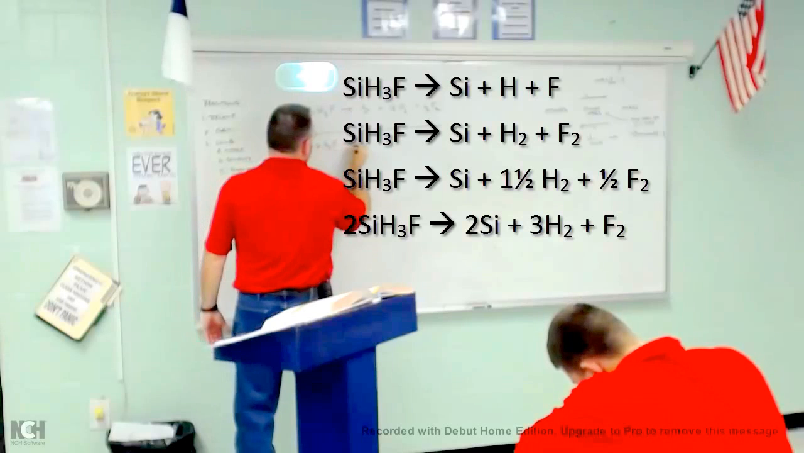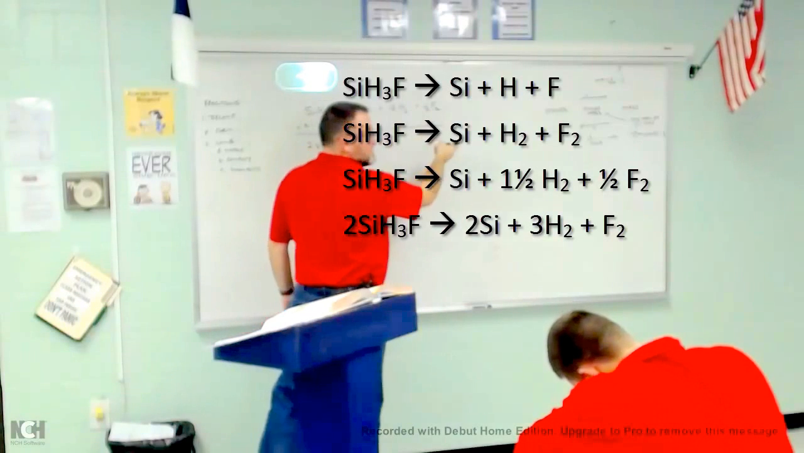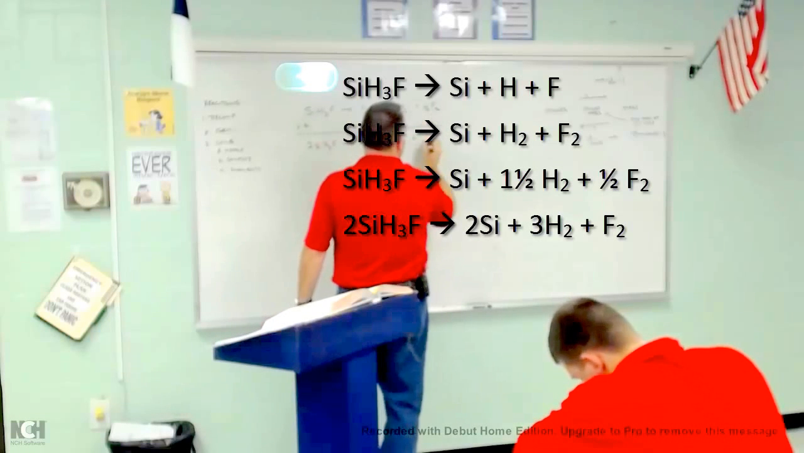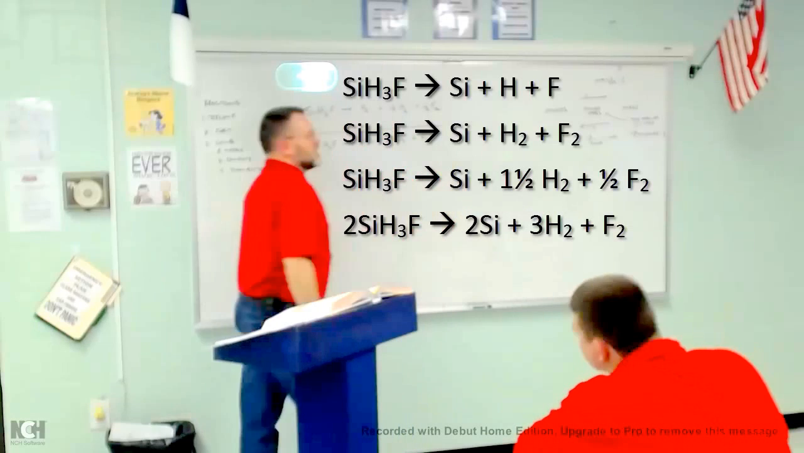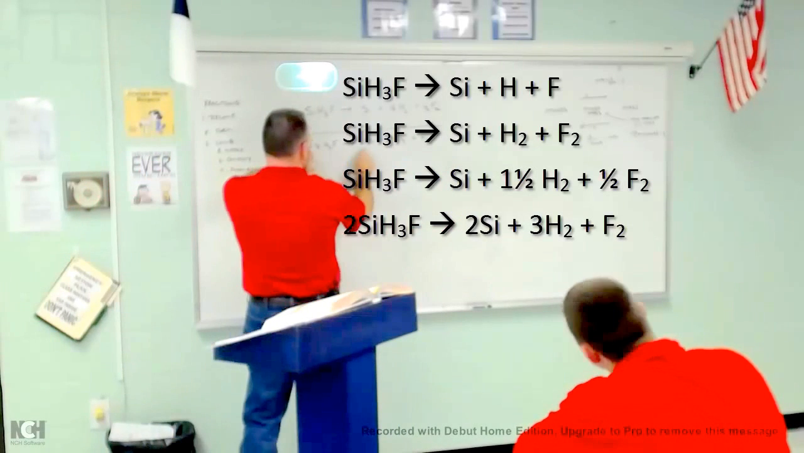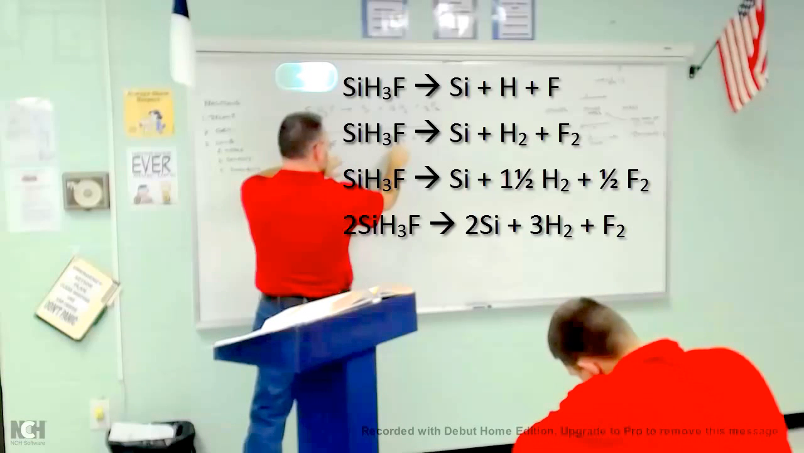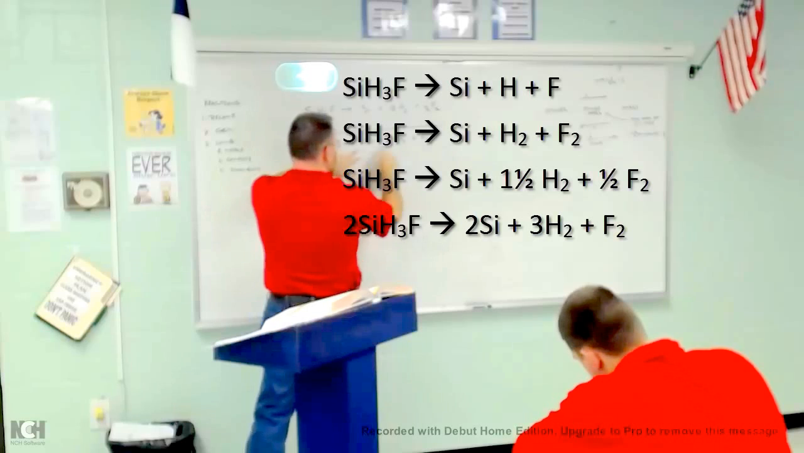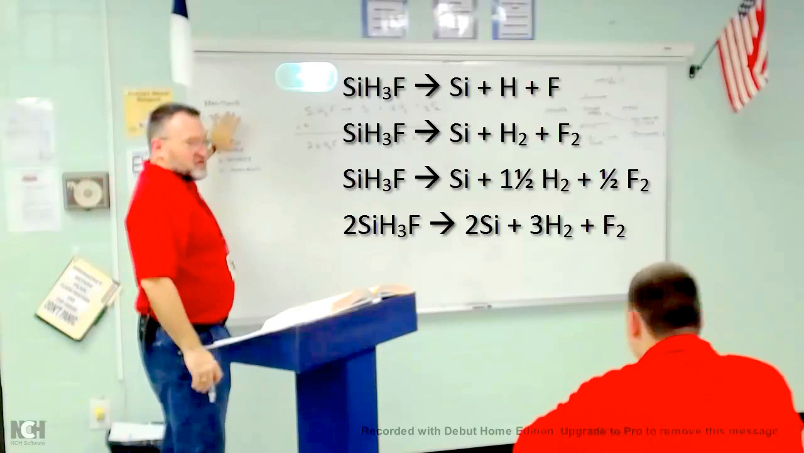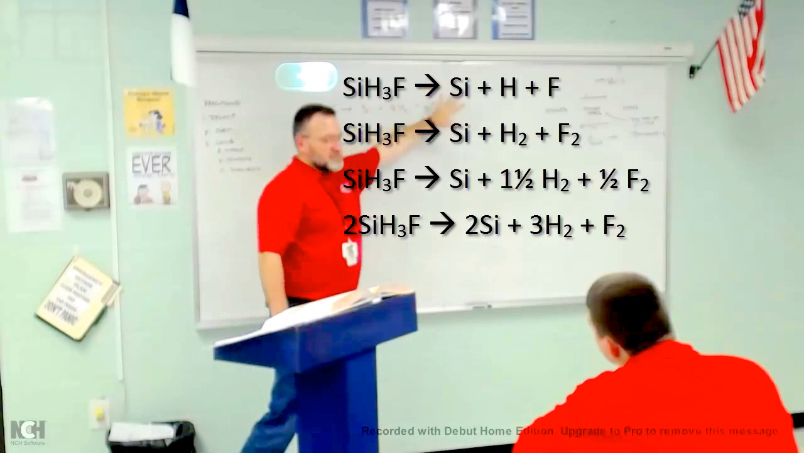It's going to produce a reaction of 2 SiH3F decomposes into 2 Si plus 2 times 1.5 is 3 H2 plus 2 times 1/2 is 1 F2. Let's check it real quick. 2 sets of 3 is 6, 3 sets of 2 here is 6, 2 sets of 1, 1 set of 2, it's balanced. That's a basic decomposition reaction. Taking a molecule, breaking it down into its constituent forms.